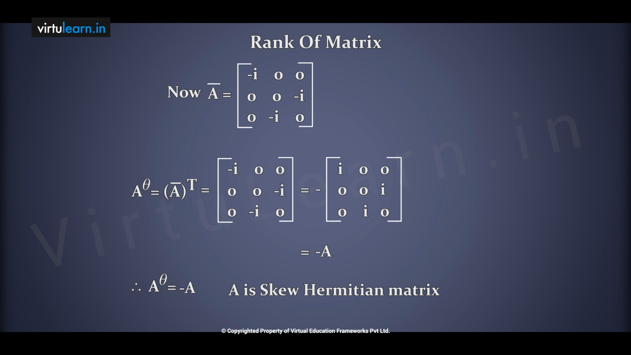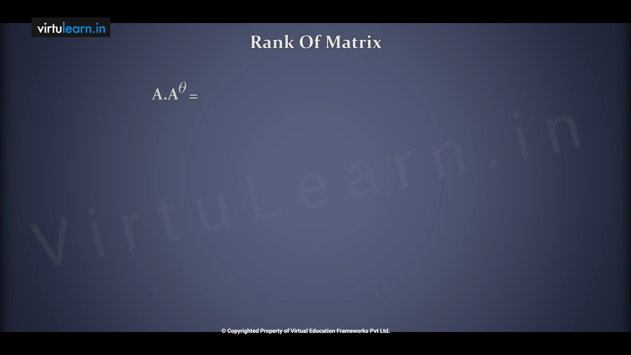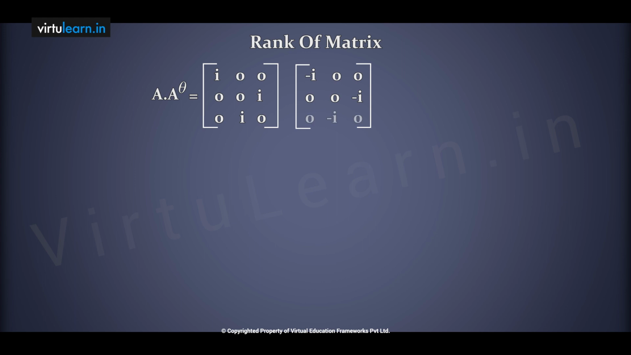For the unitary matrix, you have to show that A into A power theta equals I. Now I am taking A into A power theta. A is i 0 0, second row 0 0 i, third row 0 i 0, into minus i 0 0, second row 0 0 minus i, third row 0 minus i 0. Now you have to multiply these two matrices. Once again the matrix multiplication rule: columns of the first matrix equal rows of the second matrix. That property is satisfied.